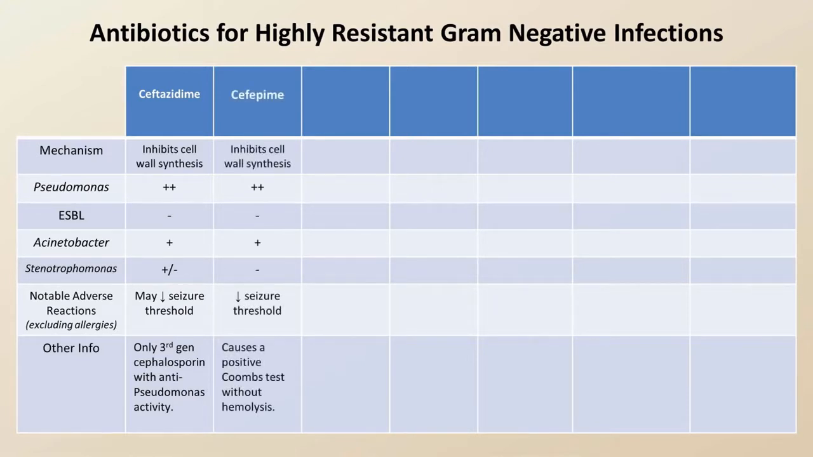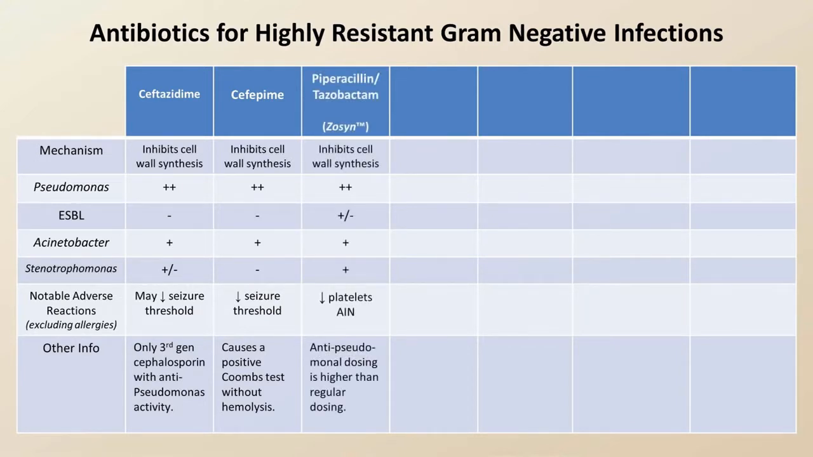Cefepime, a 4th generation cephalosporin, also inhibits cell wall synthesis. It's active against Pseudomonas and a little against Acinetobacter. Cefepime also lowers seizure threshold and interestingly can cause a positive Coombs test without triggering hemolysis.